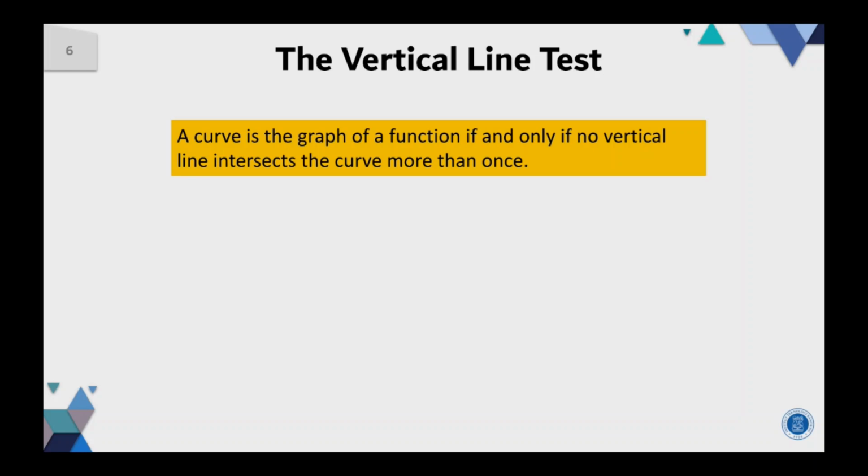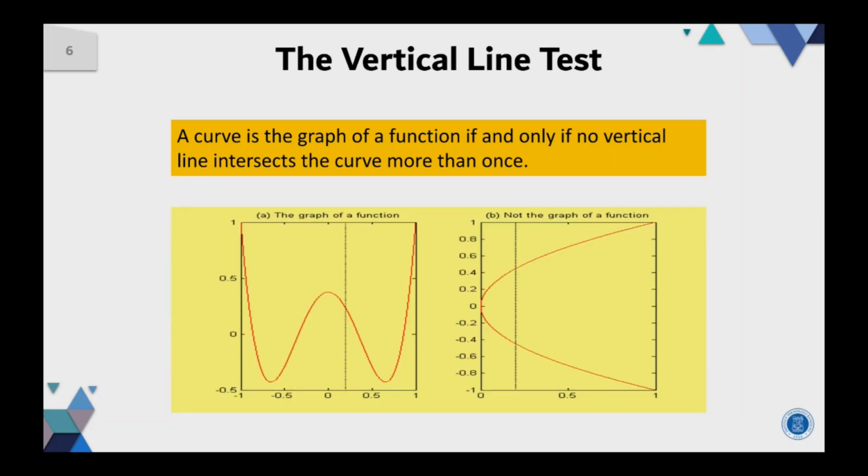All right, so now if we have a graph, how can we detect that the graph is actually representing a function? One way that we can use is the vertical line test. In this vertical line test, we use the following property: a curve is a graph of a function if and only if no vertical line intersects the curve more than once. Okay, why is that? So let's see this example.